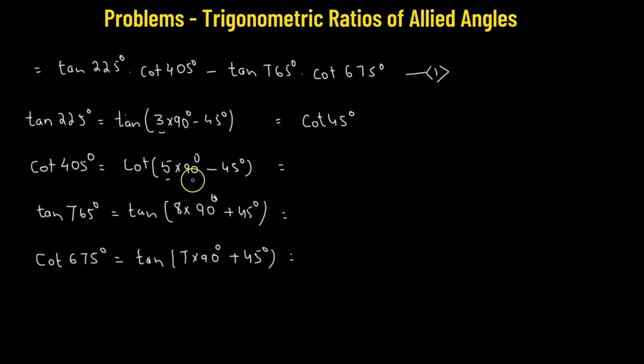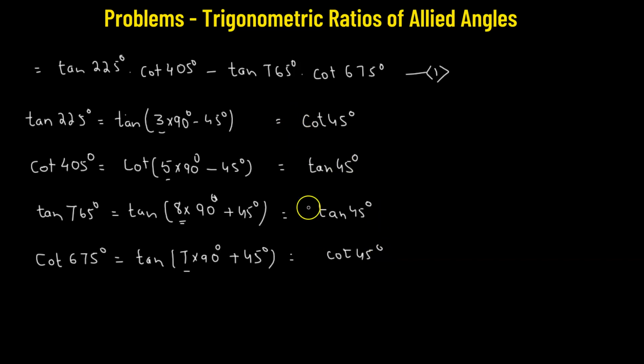Then we have cotangent of 5 times 90 degrees. So 5 is an odd number, so cotangent must change to tangent. Now we'll have tangent of 45 degrees. Next, we have tangent of 8 times 90 degrees. Now 8 is an even number, so tangent will remain as tangent. So we have tangent of 45 degrees. And finally, we have tangent of 7 times 90 degrees plus 45, 7 being an odd number, so tangent will convert to cotangent, so cotangent of 45 degrees.